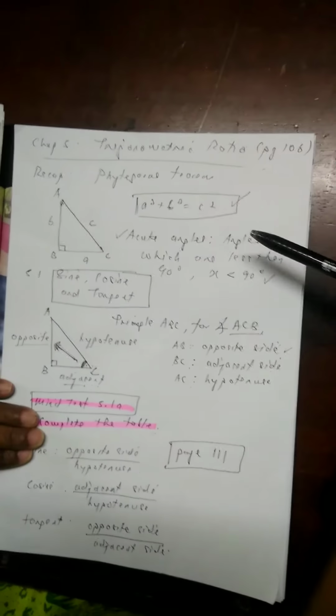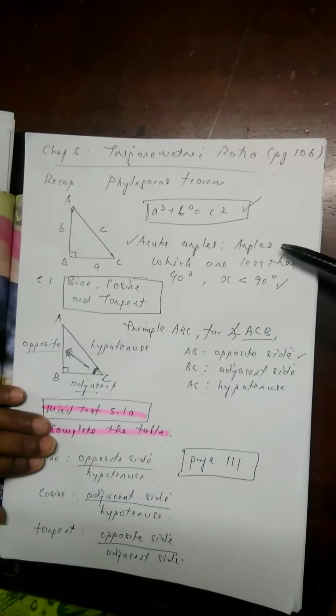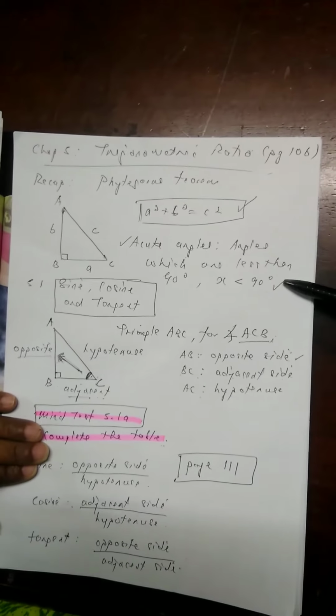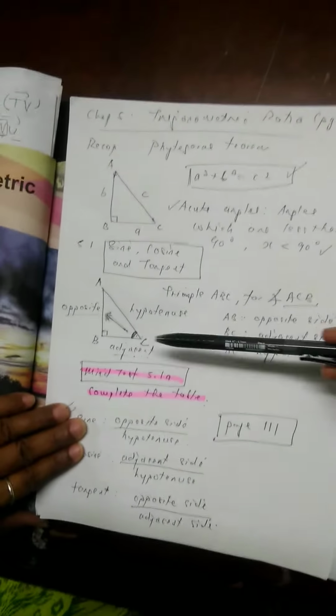The second thing that you have done is something called acute angles. Acute angles are angles whereby the degree is less than 90 degrees. Now we're going to look at how we're going to actually label the sides for a right angle triangle.